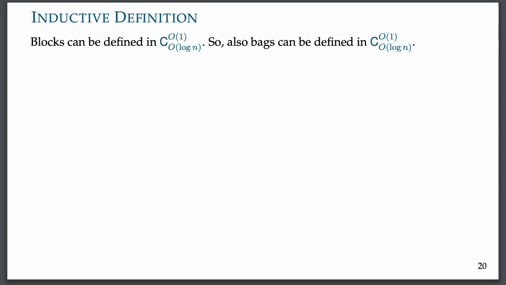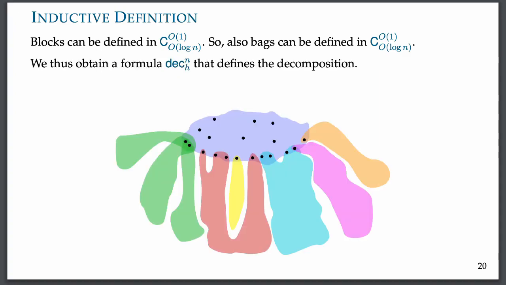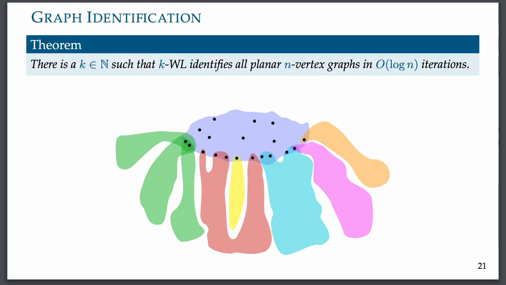So blocks and bags are definable in C O of 1 O of log n, and skipping a long technical proof, this way we obtain a formula that guarantees us that the graph has a decomposition with the properties that we want. This is our main theorem again. What we have so far is a formula that describes the structure of the decomposition, as depicted here, but not yet the structure of the graph hidden behind the decomposition.